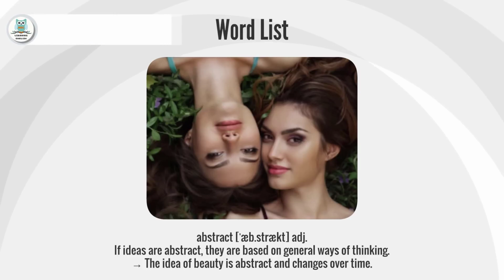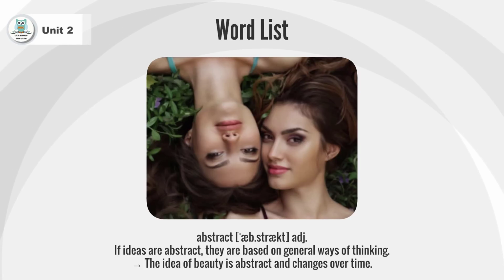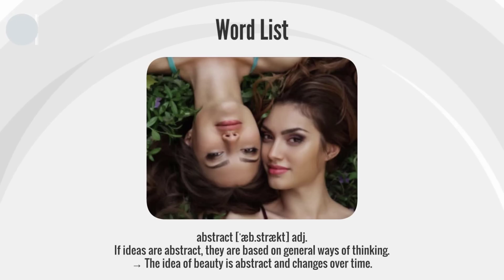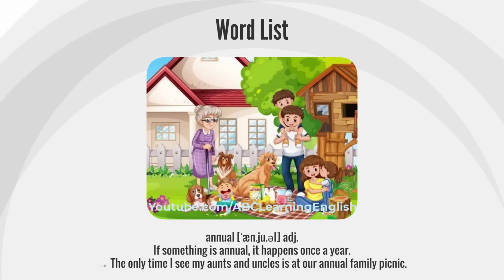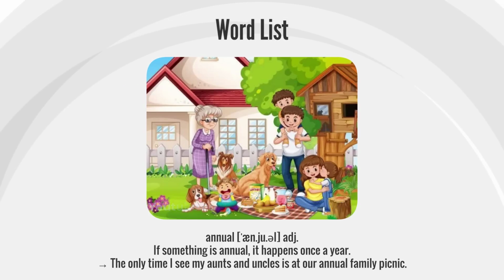Abstract. If ideas are abstract, they are based on general ways of thinking. The idea of beauty is abstract and changes over time. Annual. If something is annual, it happens once a year. The only time I see my aunts and uncles is at our annual family picnic.